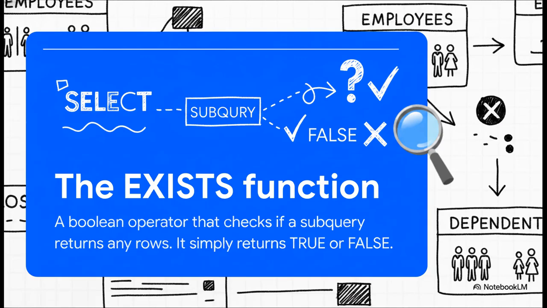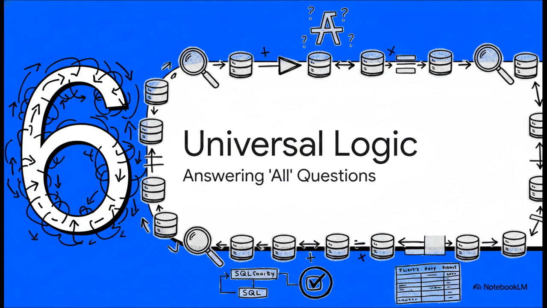And finally, we have EXISTS. This operator is a total speed demon. It doesn't care what data the subquery finds, it only cares if it finds anything at all. The subquery runs, and if it produces even one single row, EXISTS returns true. If it returns 0 rows, it's false. So unlike IN, which has to compare values one by one, EXISTS just checks for a pulse. It's absolutely perfect for asking questions like find all employees for whom there exists at least one entry in the dependents table. Super efficient.